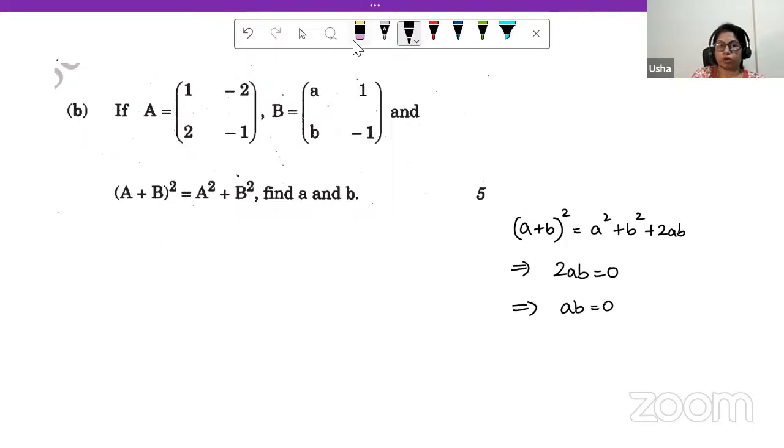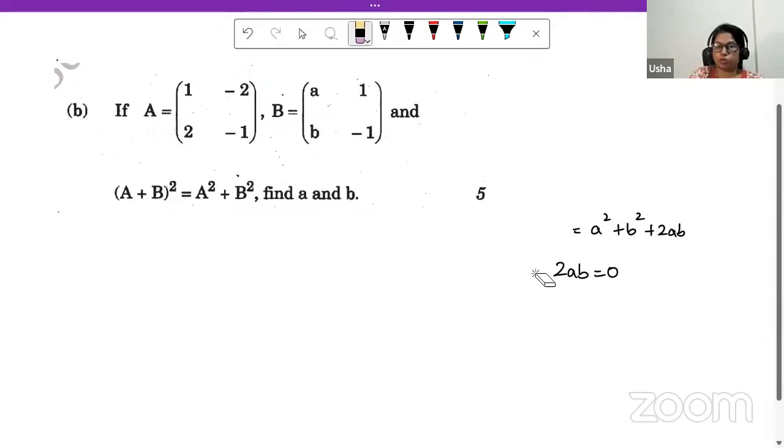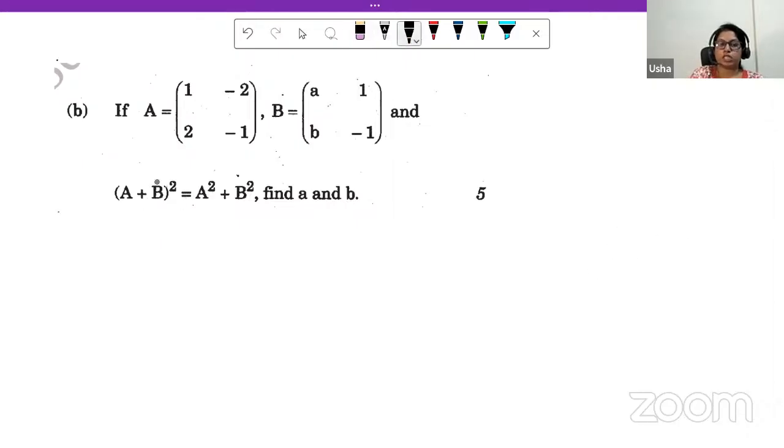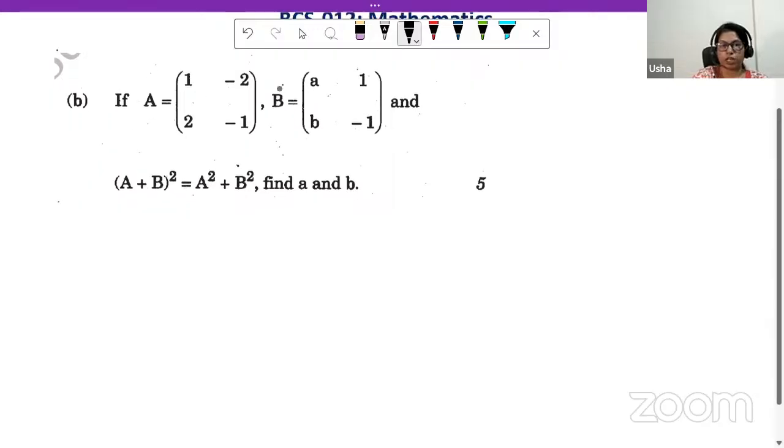So this is one way of solving. Here, you should not take small ab, it is actually capital AB because the matrices are capital A and B. Another way of solving is to take the left hand side and right hand side separately, see what (A plus B) whole square, A square and B square are, and then equate them. You will be getting the values of A and B. Both the ways we can solve.